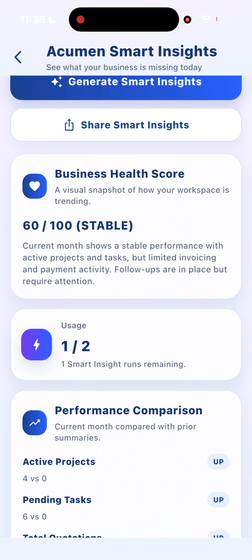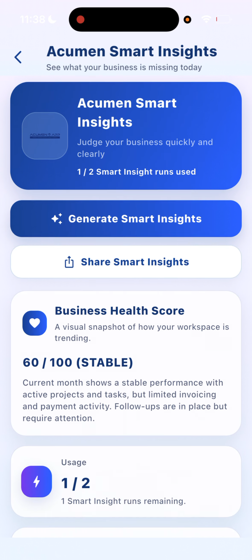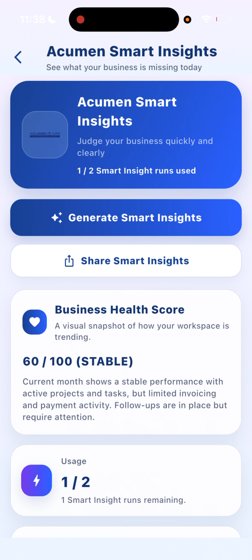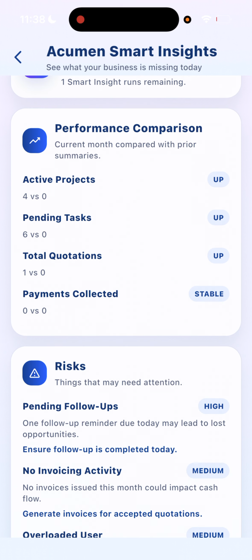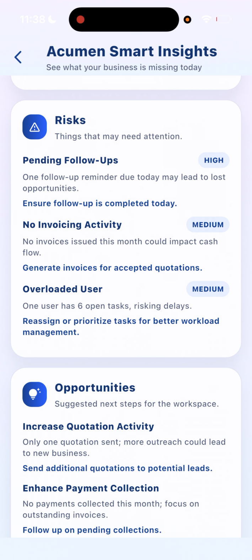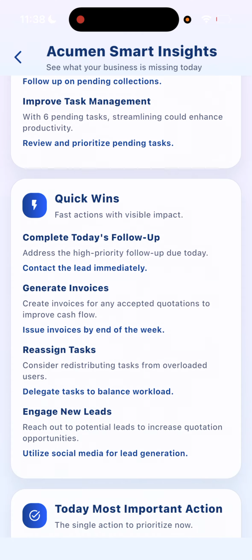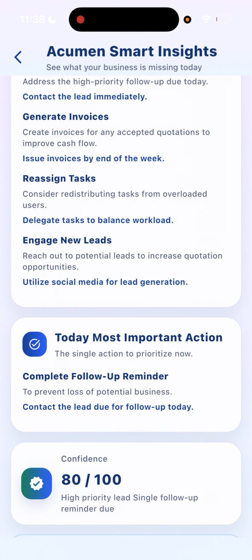Okay, so right now as a trial I can run this analysis only 2 times, and here it is showing the different report data. It will compare your data with your previous month's data, analyze everything, and guide you on what you have to do. Here it explains the risks currently in your organization, what the opportunities are, what the quick wins are, and what action I should take today which will help my future growth.